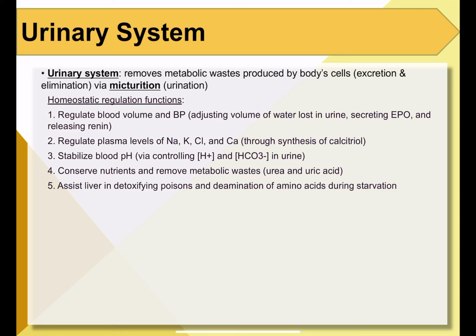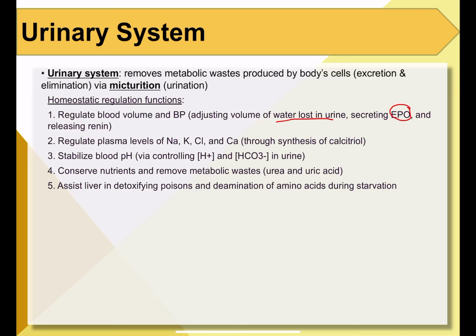The urinary system is very critical for maintaining a lot of different homeostatic regulations. Some of these we have already mentioned from previous chapters. For example, it helps us to regulate blood volume and blood pressure by adjusting either the volume of water lost in urine or by secreting EPO. Remember from the blood chapter, we talked about the purpose of EPO, erythropoietin, which was to stimulate production of red blood cells by your bone marrow cells, okay?